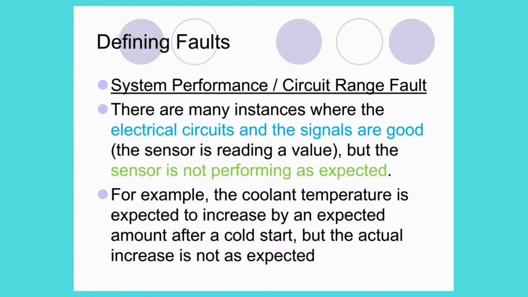System performance or circuit range fault. There are many instances where the electrical circuits and the signals are good, where the sensor is reading a value, but the sensor is not performing as expected. For example, the coolant temperature is expected to increase by an expected amount after cold start, but the actual increase is not as expected.